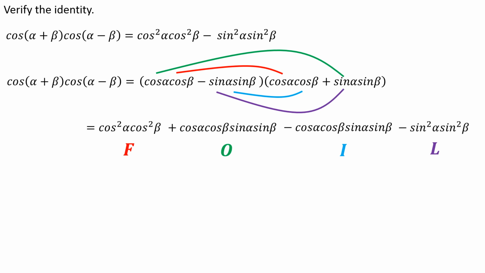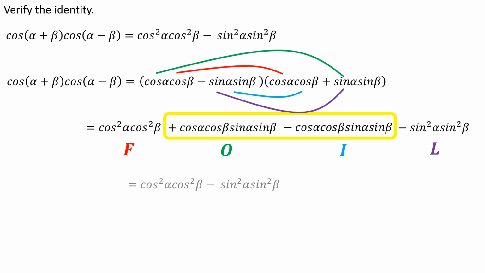Right, these basic algebra skills just keep coming back. And it looks like O and I will combine and become 0. Right, because we've got a positive cosine alpha, cosine beta, sine alpha, sine beta. And we have a negative cosine alpha, cosine beta, sine alpha, sine beta. Those cancel out. And we're left with exactly what we were looking for.